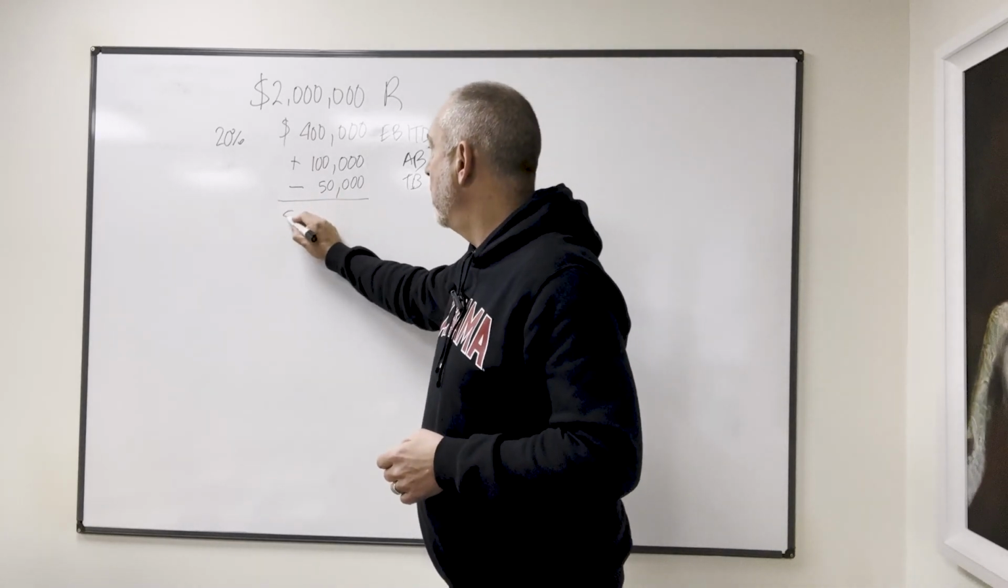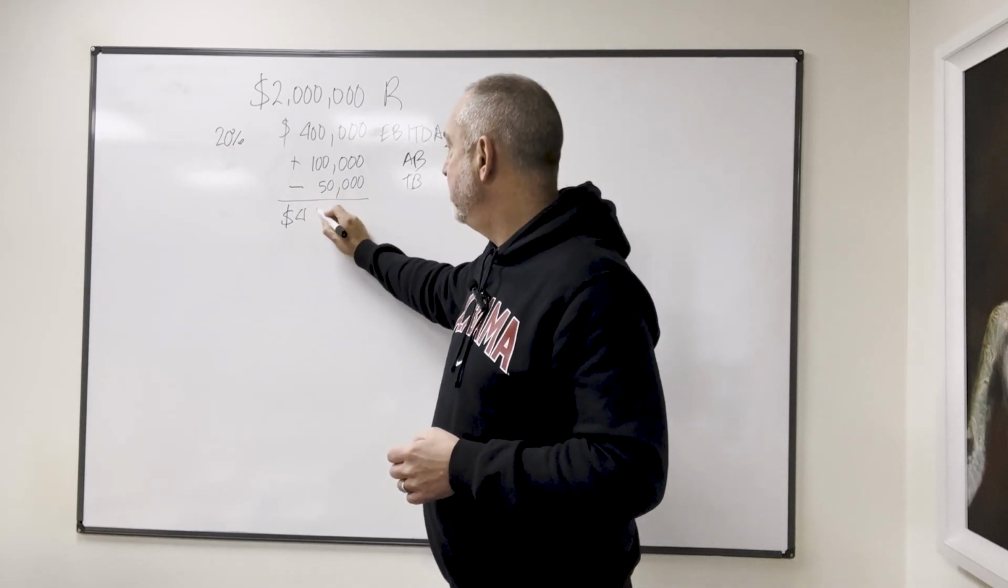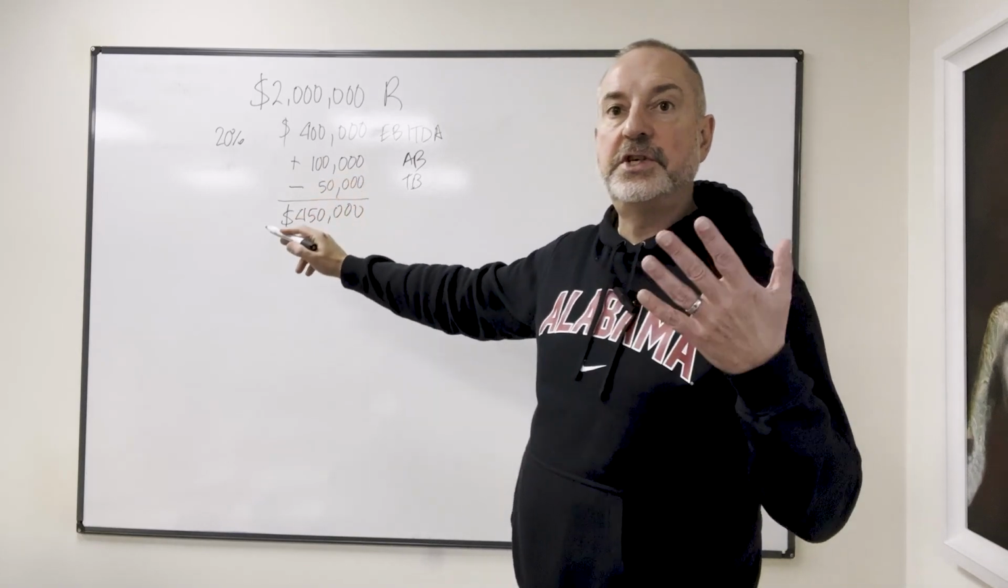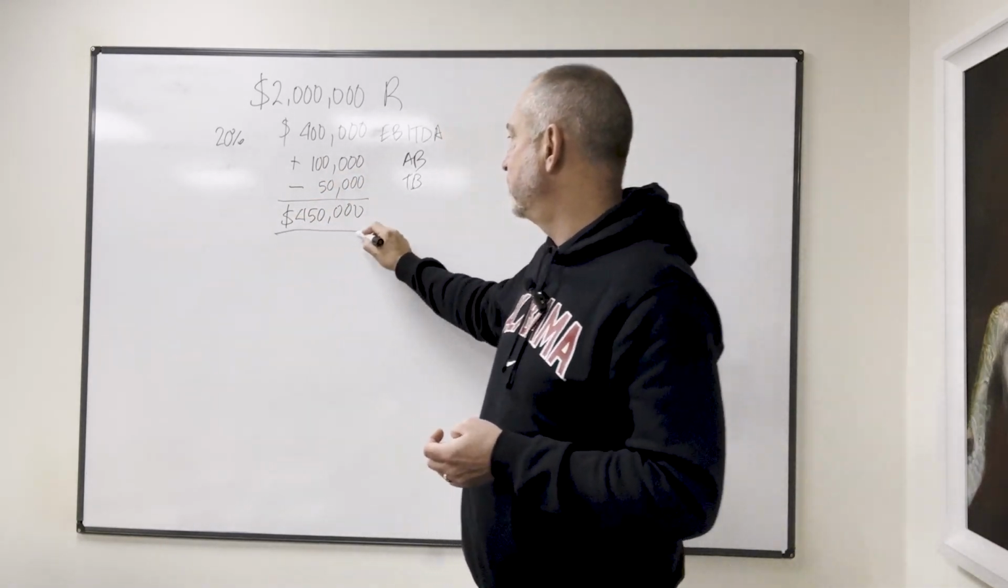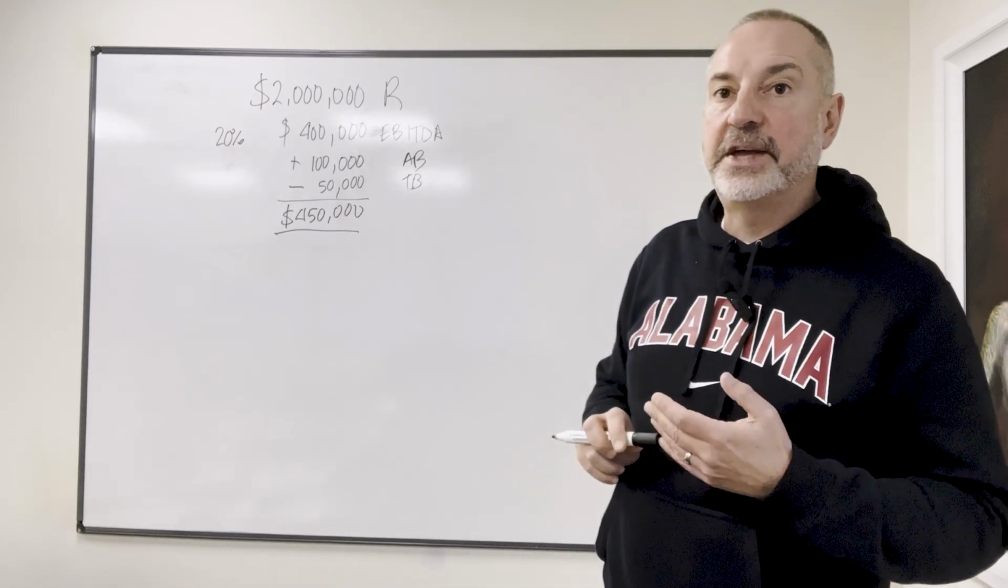So now we know that our valuation in terms of an EBITDA is $450,000. It's 400 plus 100, which is 500, less $50,000. So $450,000 is the EBITDA that we're going to be using as part of the calculation.